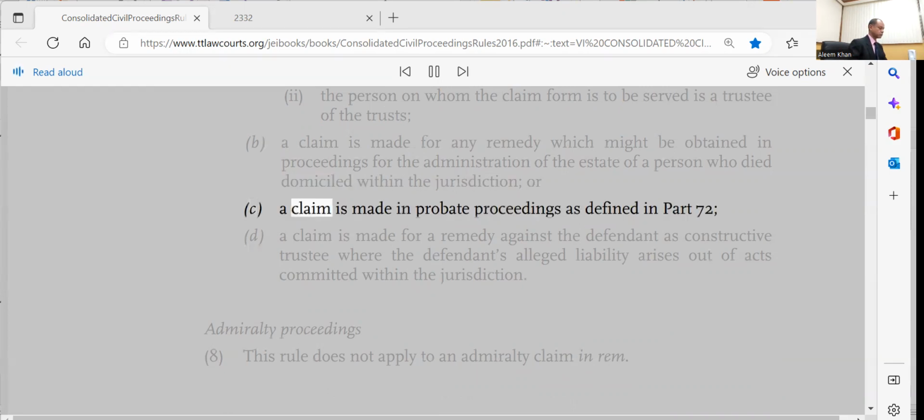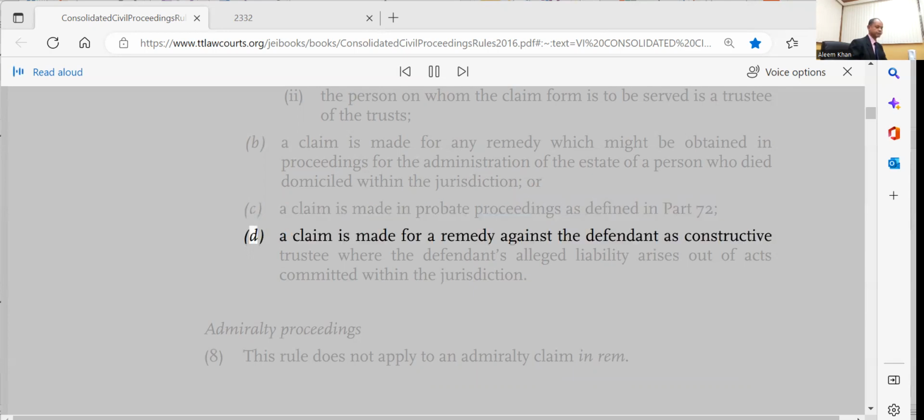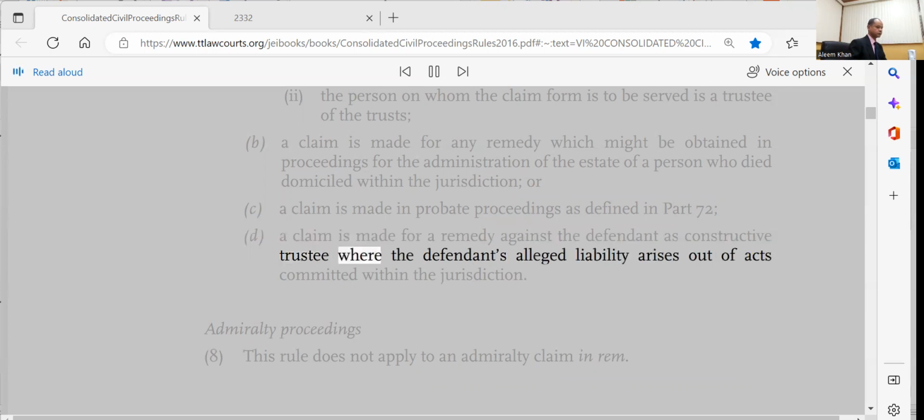Or C. A claim is made in probate proceedings as defined in Part 72. D. A claim is made for a remedy against the defendant as constructive trustee where the defendant's alleged liability arises out of acts committed within the jurisdiction. Admiralty proceedings. 8. This rule does not apply to an admiralty claim in rem.